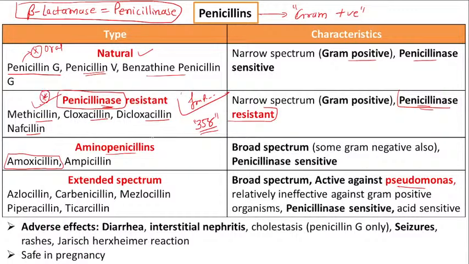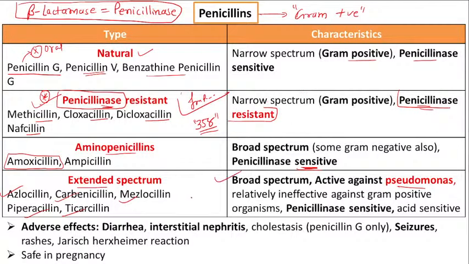Aminopenicillins are easy. We have only two molecules, amoxicillin and ampicillin, but they are penicillinase sensitive. So it means we have to add clavulanic acid, tazobactam or sulbactam to increase the efficiency. Extended spectrum means gram positive and gram negative are covered, and in addition we cover some extra organisms, like Pseudomonas aeruginosa. So that is another important thing. And azlocillin, carbenicillin, mezlocillin, piperacillin, ticarcillin. So this table is very important. You just go through it, revise it and refresh it.